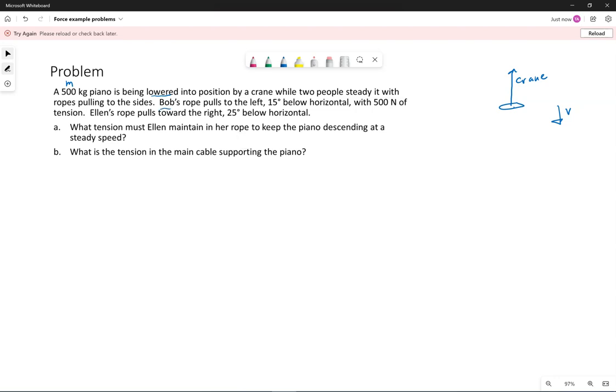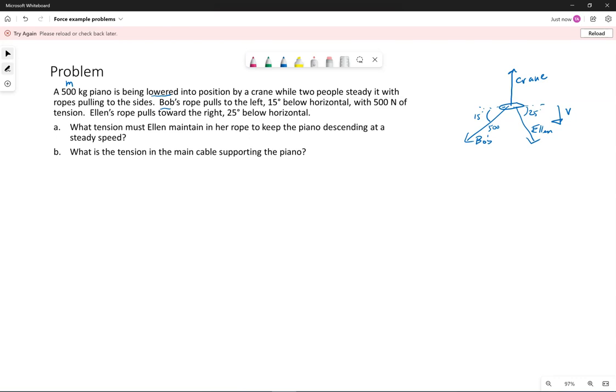So Bob's rope pulls to the left. His rope is angled 15 degrees below the horizontal, so I'm obviously not drawing this to scale. It has a force of 500 newtons. Ellen pulls to the right, and we know she's pulling at an angle of 25 degrees below the horizontal.